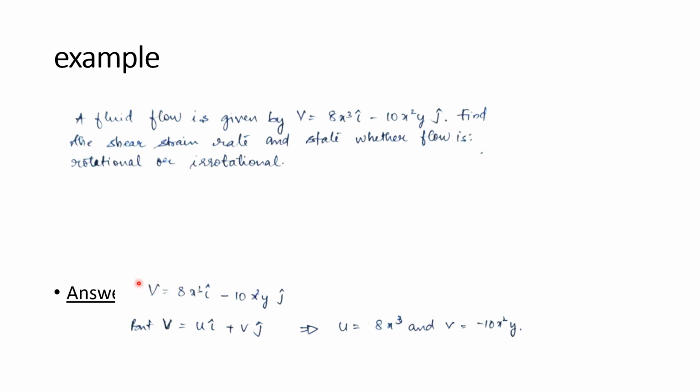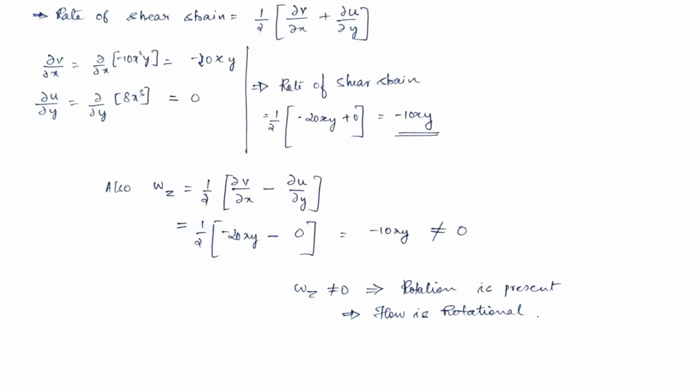So answer, the velocity capital V is 8x cube i minus 10x square y j. So capital V is ui plus vj. What is u? 8x cube, and v is minus 10x square y. These values are already given. You have to find the shear strain rate and whether the flow is rotational or irrotational. How do we find the rate of shear strain? We have already discussed in the previous slide. Rate of shear strain is half of dou v by dou x plus dou u by dou y. So substituting that, you know the value of v and you know the value of u.